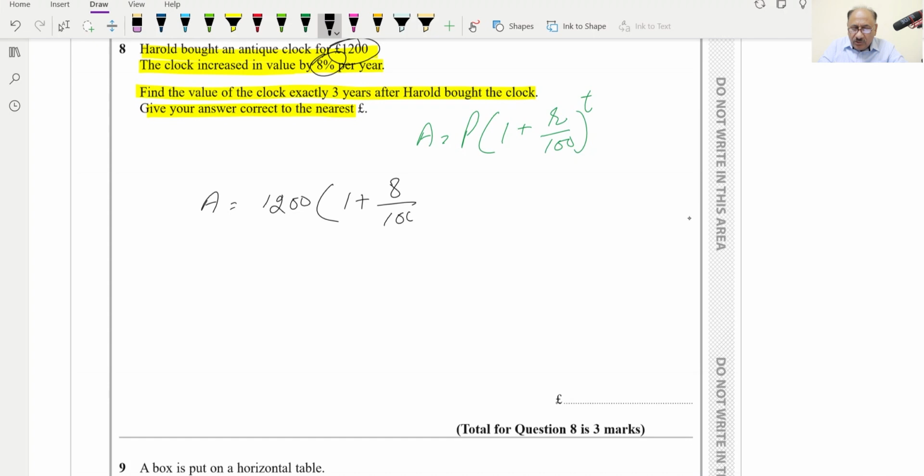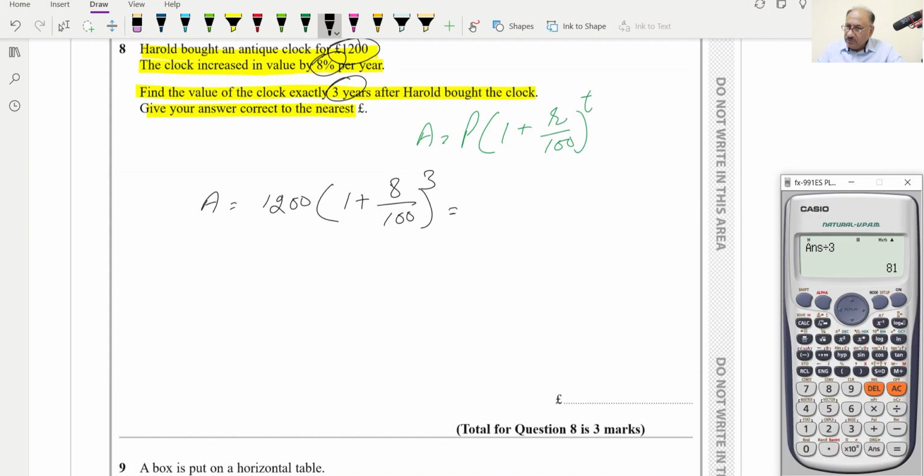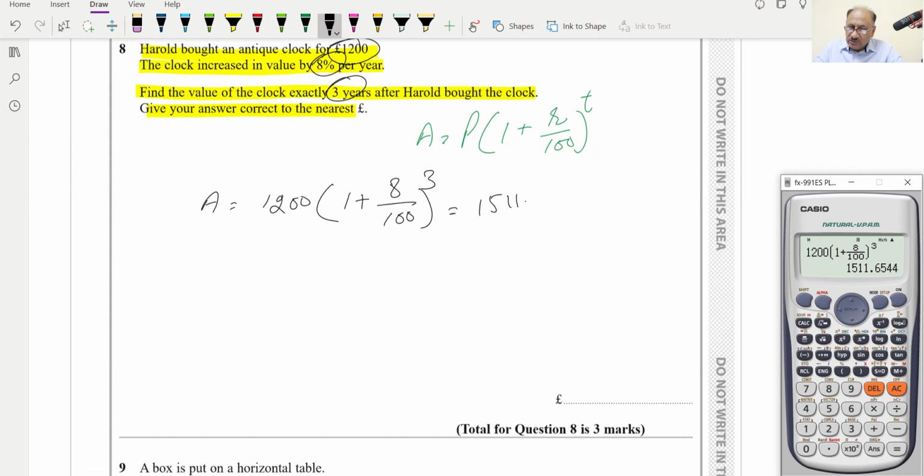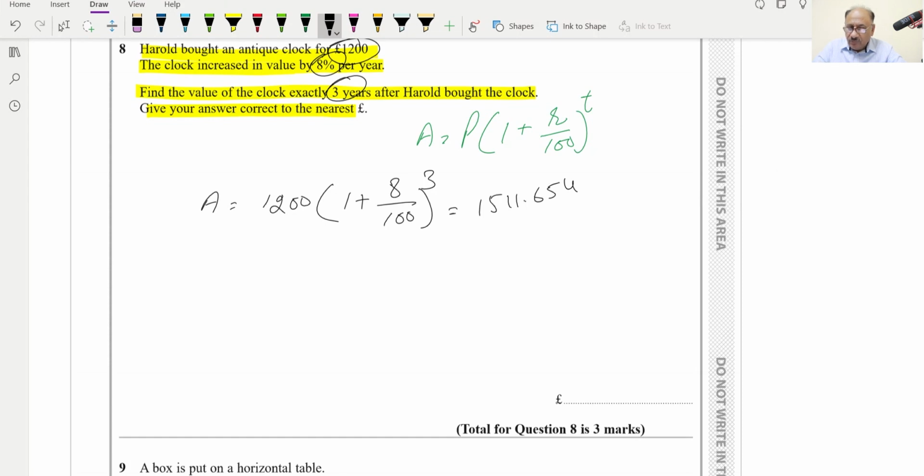So 8 over 100, and time duration is 3 years. So this will be equal to 1200 into 1 plus 8 over 100, raised to the power 3 or cube, and this will be equal to 1511.6544, and we have to provide the answer correct to the nearest pound.